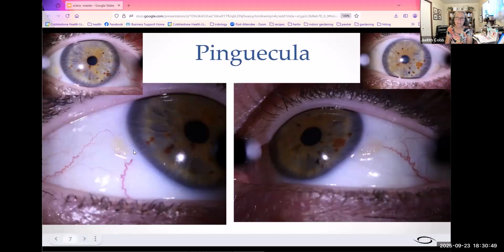Have you ever seen a pinguecula that you've noticed? On strangers, Christina? Yeah, many times. Yeah. Amazing. So good. On family. Now you know their secrets, right?